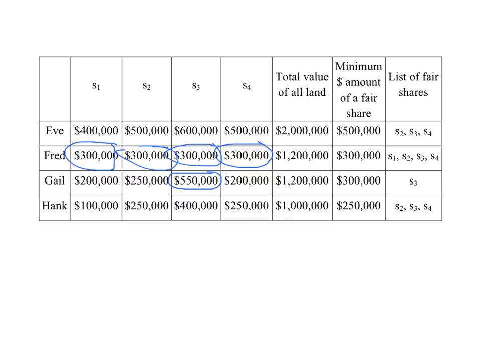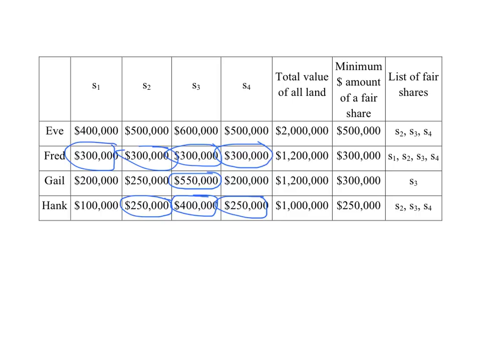Finally, Hank values the entire piece of land at $1 million total. A quarter of that is $250,000, so any share that's worth $250,000 or more is a fair share for him. It doesn't have to exceed $250,000, it could equal $250,000, and it will count as a fair share for him.